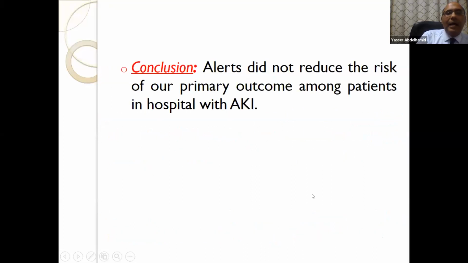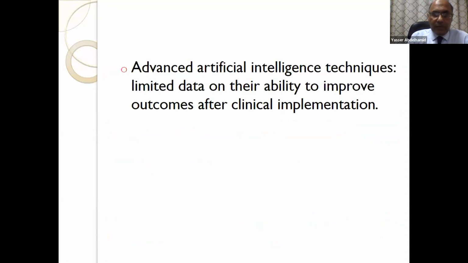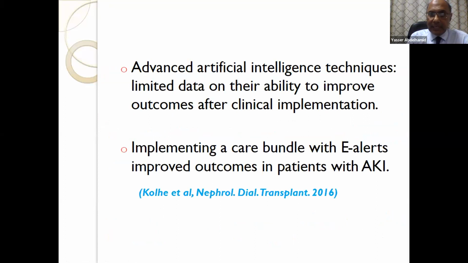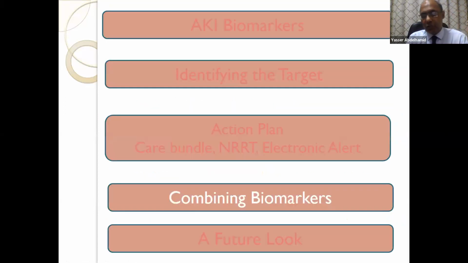They found that, unfortunately, as usual, it did not reduce the risk of the primary outcome among patients with hospital outcome. So we have a lack of use of this. Now, the results do not help us in spite of this progression and advance in the introduction of these methods, advanced artificial intelligence techniques, and implementing care bundles combined with improved outcomes in patients with acute kidney injury. So combine those two actions, alerts and kidney alert.